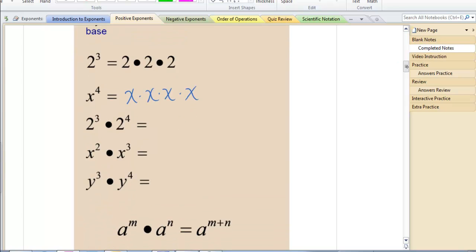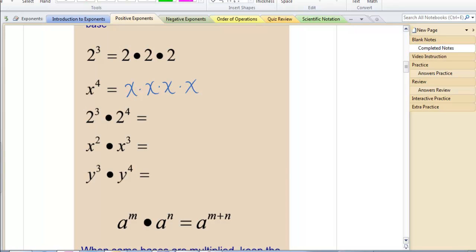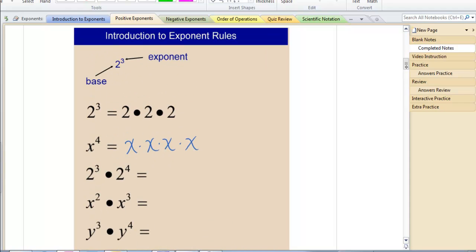Then we played around with how to write out something like 2 to the third times 2 to the fourth. But we're going to take this to the next level today. Here we would write out 2 times 2 times 2, 3 times, times 2 times 2 times 2 times 2, 4 times, to represent 2 to the third times 2 to the fourth. What I'd like you to do is think about what that would equal, not multiplied all the way out, but what exponent you're going to have on your base of 2.